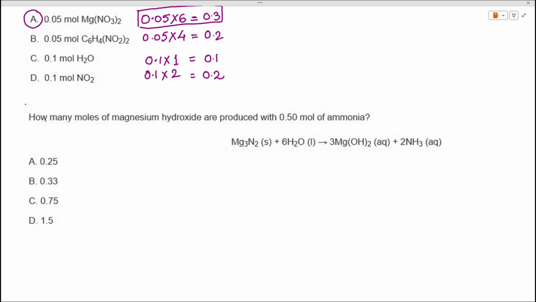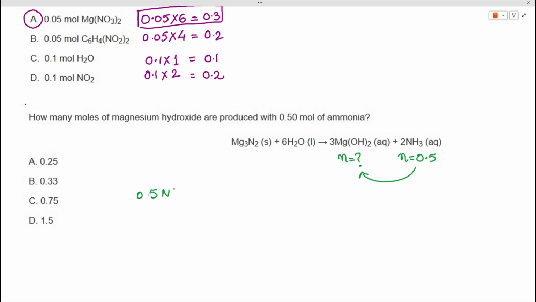Now the next question is asking how many moles of magnesium hydroxide. So we are being asked the number of moles of magnesium hydroxide which are produced with 0.5 moles of ammonia. So the number of moles of ammonia given to us is 0.5. So we have to go by the stoichiometric ratio. Now, to figure out the number of moles of magnesium hydroxide, we can actually do this question two different ways.